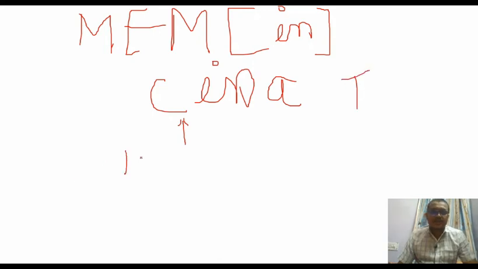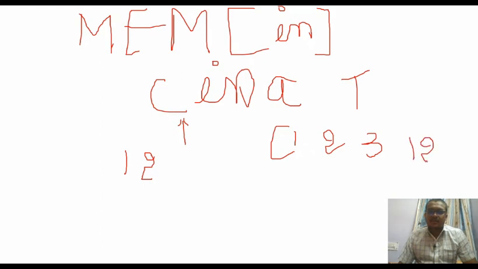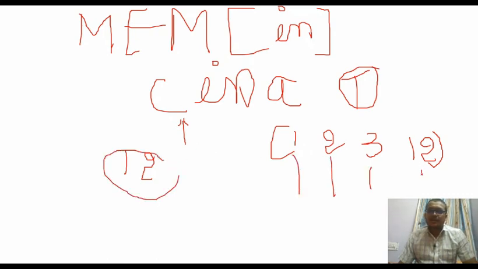So let me give the contents here as 12. So A's content can be 1, 2, 3 and 12. If it is having 12, the condition is true. So this 12 is going to be checked against all the contents of A. If it is available, then it is true. If it is not available, then it is false. So this is called membership.